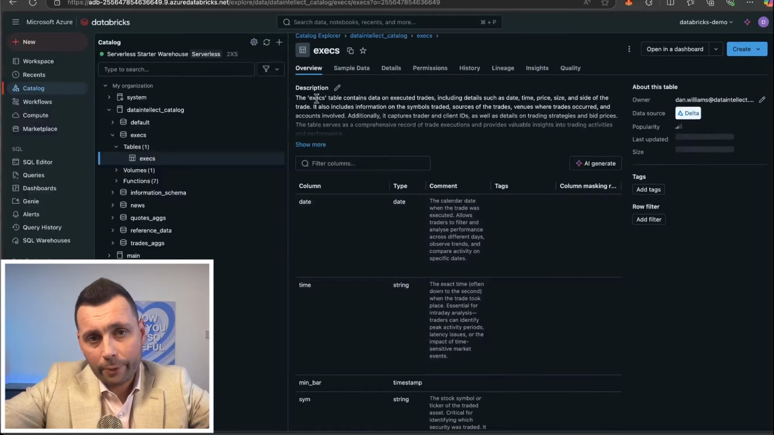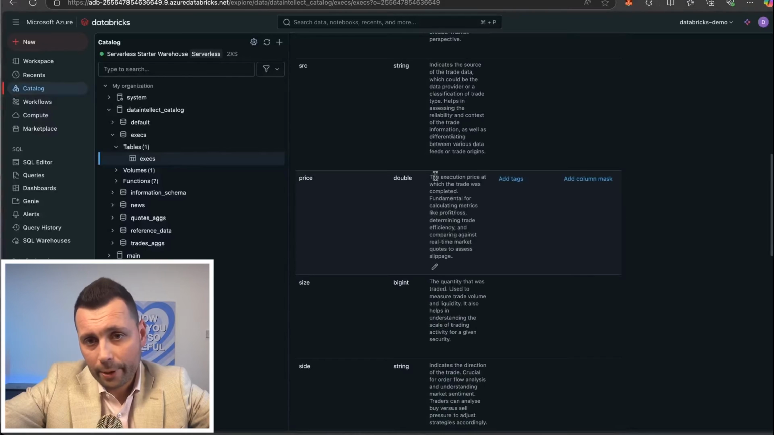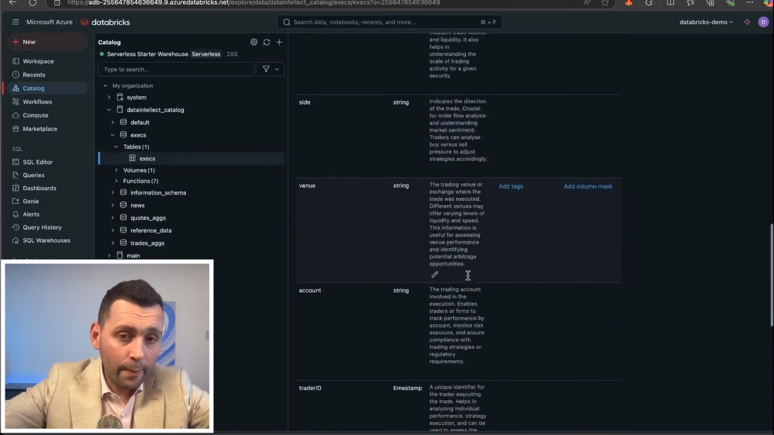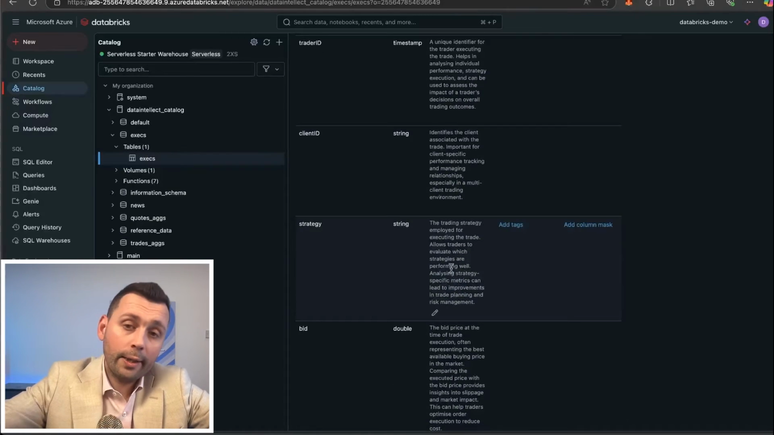Here I already provided it with a description, and for each of these columns I already provided it with a description. For example, the execution price at which the trade was completed, or the size, the quantity that was traded, used to measure trade volume and liquidity. Okay, so I give it some context around what these columns are and what they are useful for.